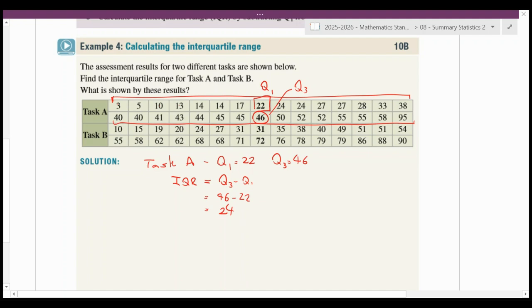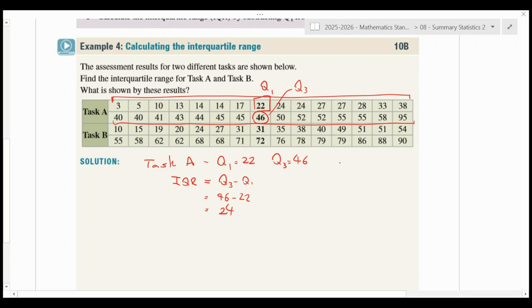Now we do exactly the same with task B. I'll just write that down. Task B, Q1, top half there, that's going to be our Q1, which is 31, and that's going to be our Q3, because they're exactly the same amounts of data, and so everything's written in the same position, which makes it nice and easy. And then we find the IQR for that one, the interquartile range, 72 minus 31, which gives you a grand total of 41.